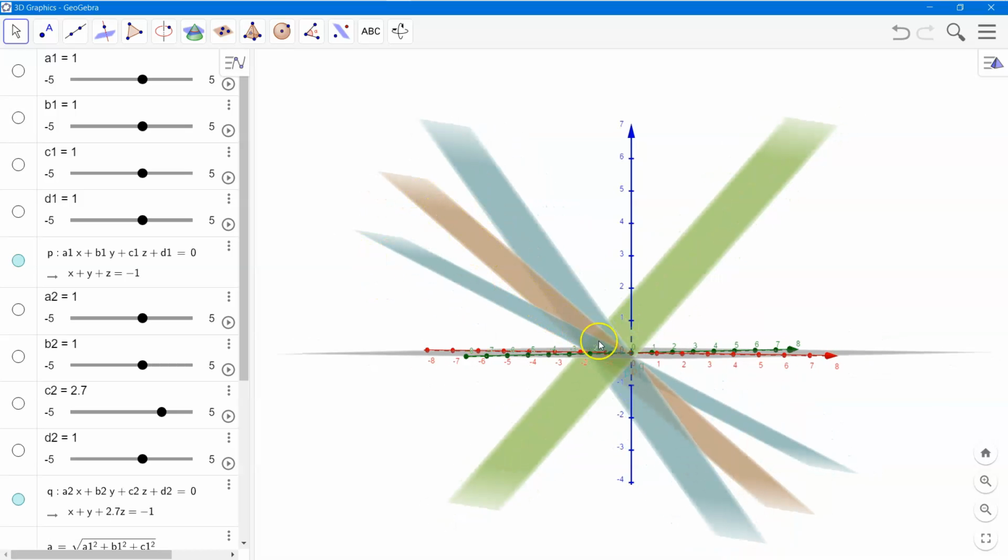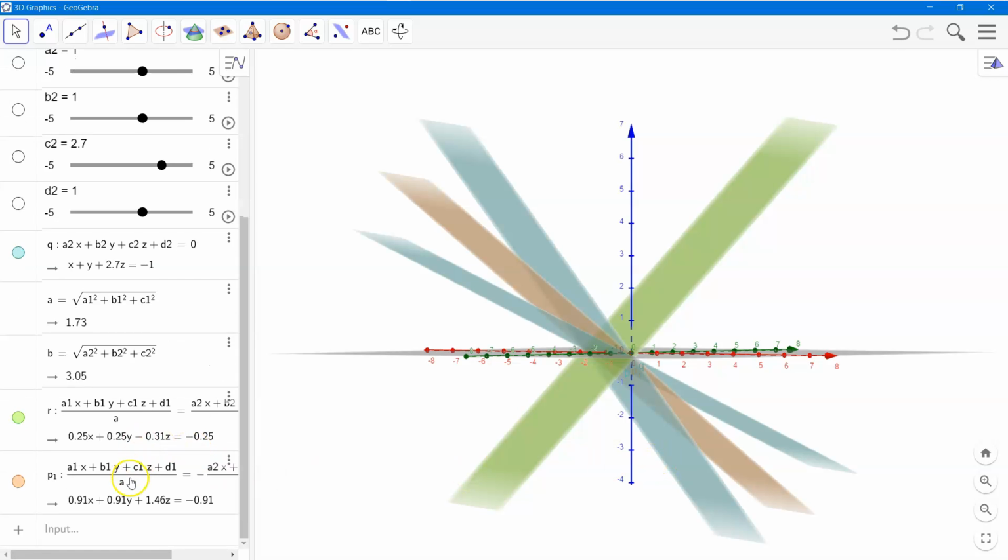This is the bisector of this angle between these two planes. Similarly, this is the bisector plane of these two planes. So that means you will have two separate bisectors.